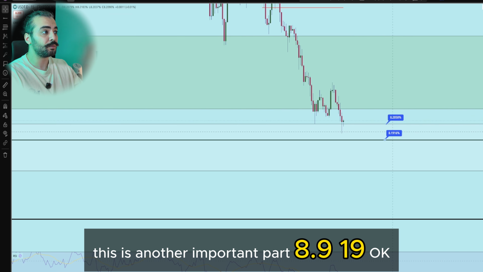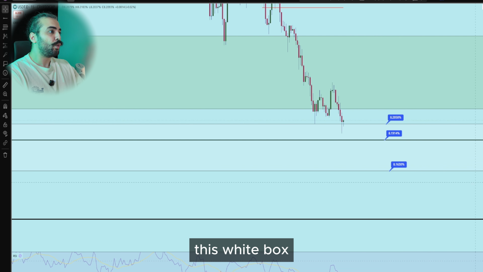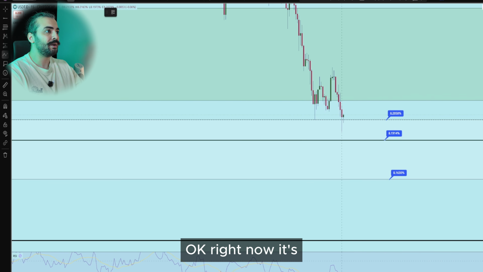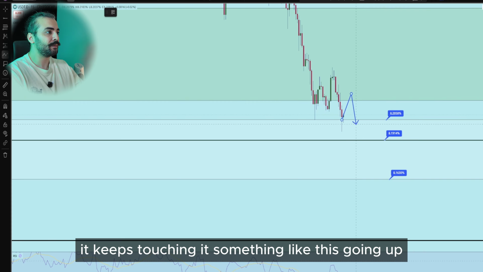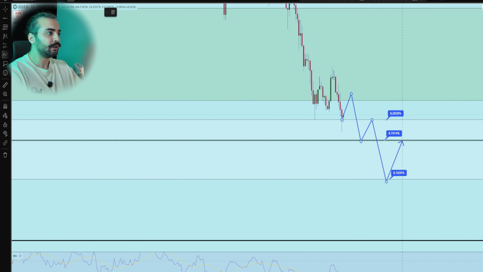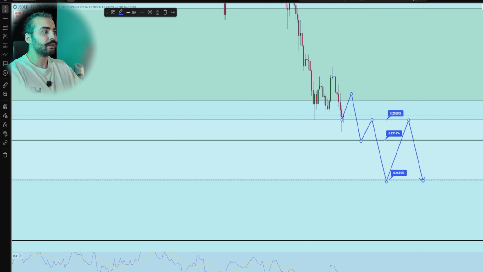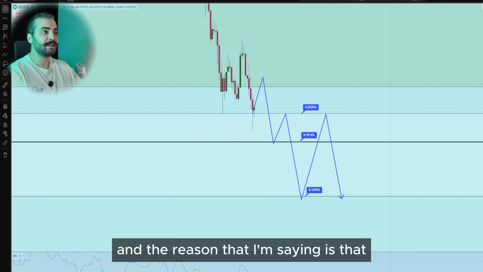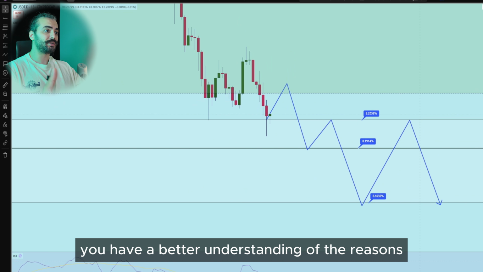And we do have the next ones. This is another important one, 8.919, okay? This white box, there is a good chance that we stick here for a while. Right now, it keeps touching it, going up, going down, and then here, making a structure like this, okay? And the reason that I'm saying this is so you have a better understanding of the reasons.